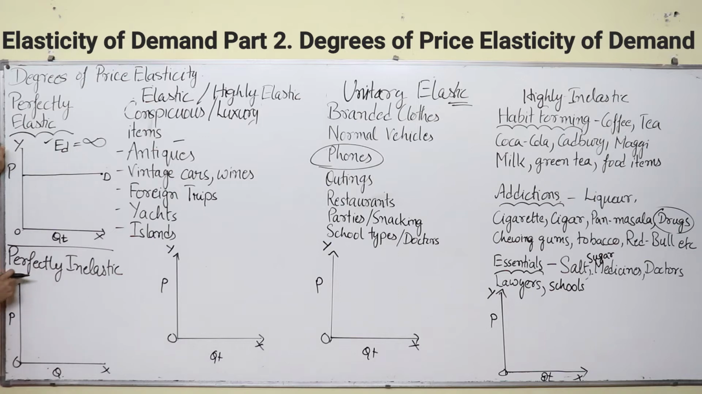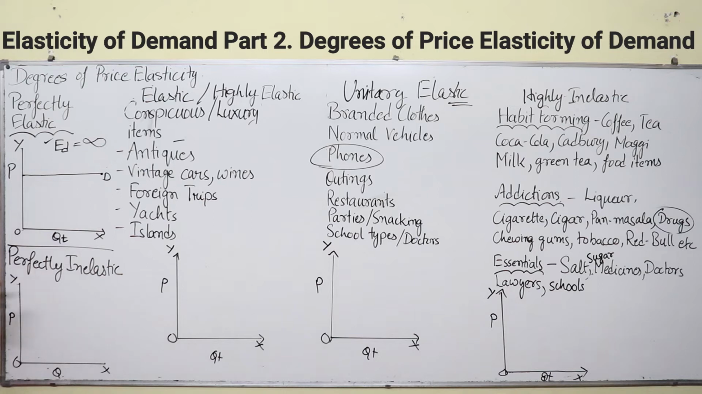Then perfectly inelastic demand. Okay, here there is a tremendous change in price. Demand could be fully responsive, entirely responsive towards change in price, but here it is not at all responsive. That means demand would increase to infinity or decrease to 0. But here there is no change in your quantity demanded, irrespective of the tremendous change in price.